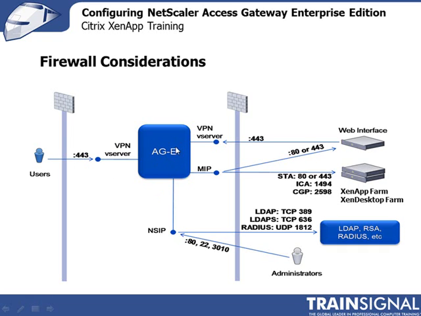From the NetScaler Access Gateway Enterprise Edition through the MIP to the inside, I need 80, 443, 1494, 2598. If you choose to authenticate at the access gateway, these are the ports you would need to open. And if you want to manage the access gateway from the inside network, you would need to open the following ports if everything is not allowed to the DMZ.